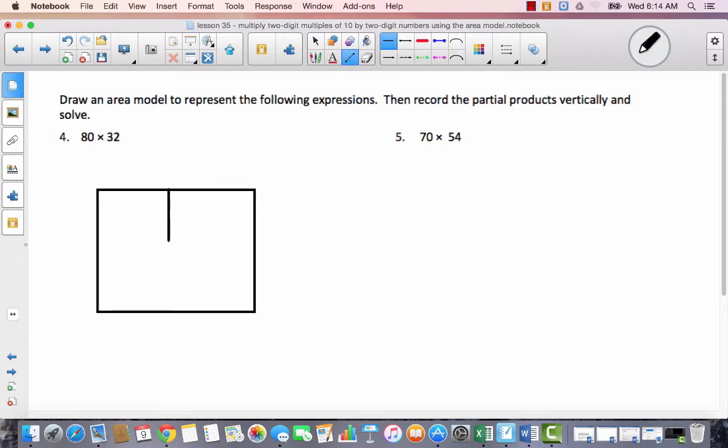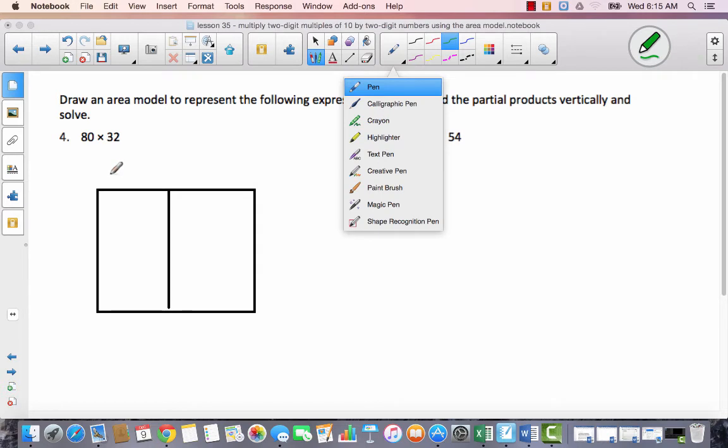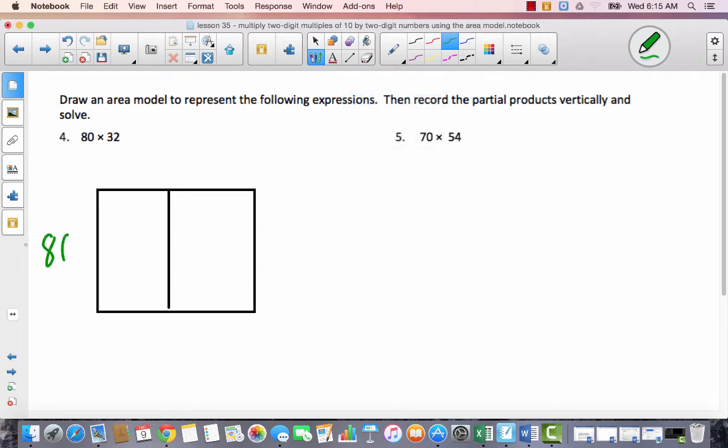All right, so I'm going to divide this in half. All right, now let's go ahead and label this. All right, so I have a multiple of 10 is 80. I don't know how this pen got green and it's staying green, but I don't guess it's hurt anything. And then I've got 32. Now it says record the partial products vertically and solve. So we also have to do 32 times 80. Remember, your multiple of 10 should be on the bottom.